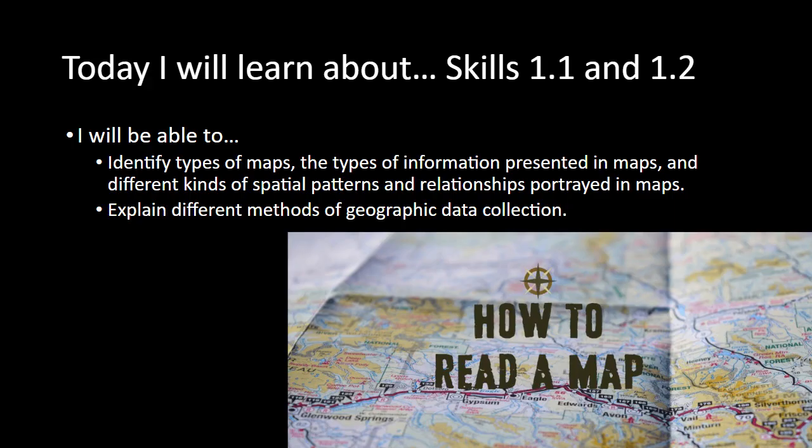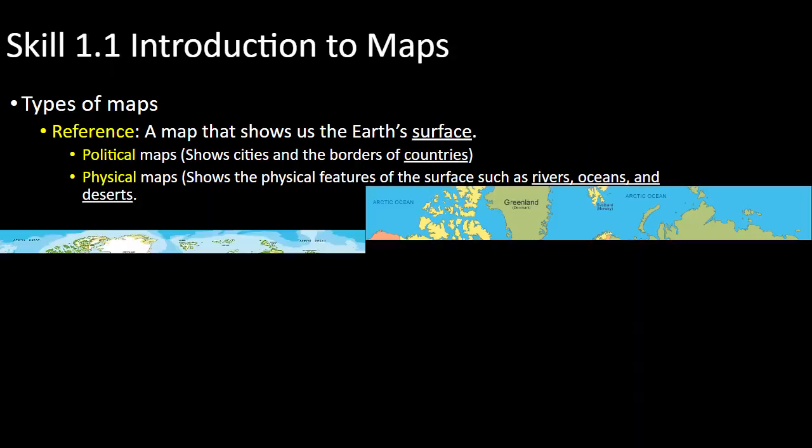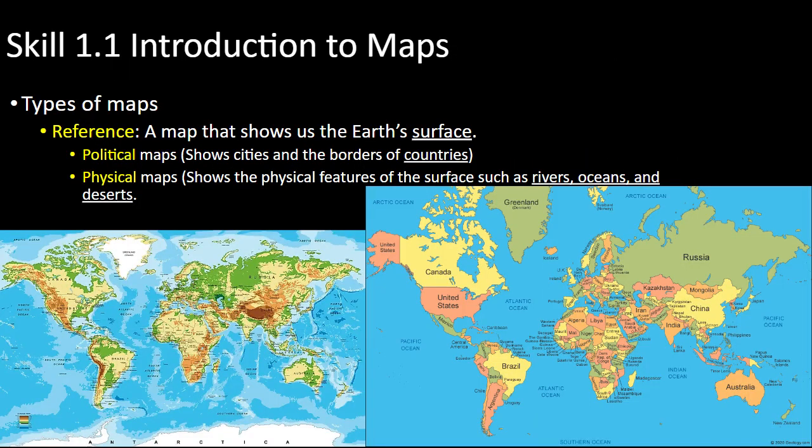Okay, so today we're going to learn about skills 1.1 and 1.2. You don't need to know the names of those skills. We're just going to call them 1.1 and 1.2. So it is my hope that by the end of this video, you will be able to identify types of maps, types of information presented in maps, and different types of spatial patterns and relationships portrayed in maps. It's also our hope that you can explain different methods of geographic data collection. Data, if you want to be fancy. All right, skill 1.1, introduction to maps.